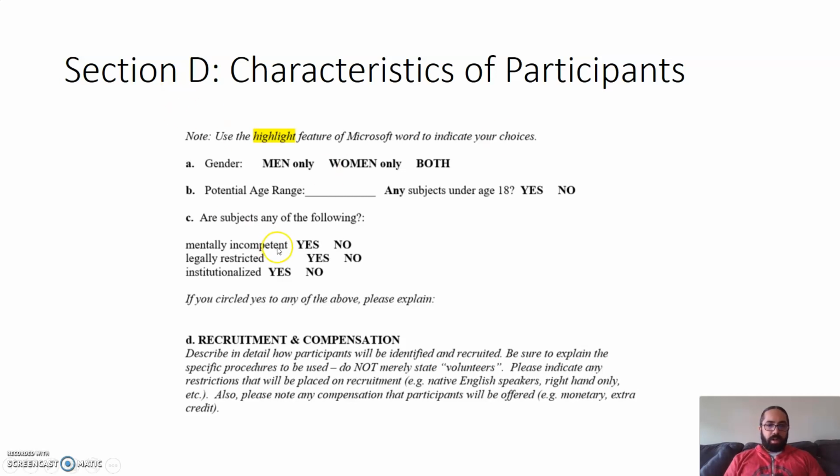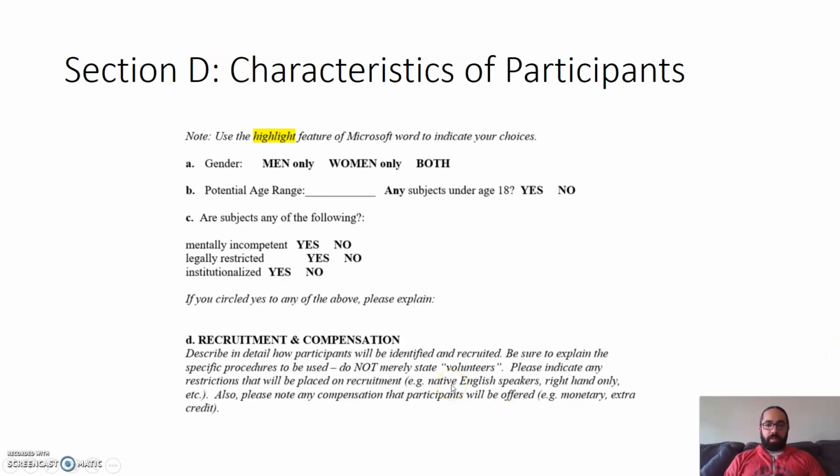Specify whether the subjects are mentally incompetent, legally restricted, or institutionalized. And ideally, you should be answering no to all these cases, because these individuals can't consent to be in research. You can argue in some cases there's issues with coercion, so you should be selecting no, and we shouldn't be researching these populations.